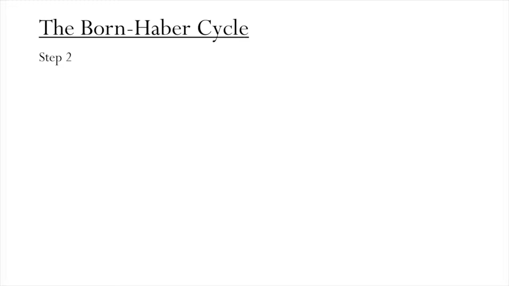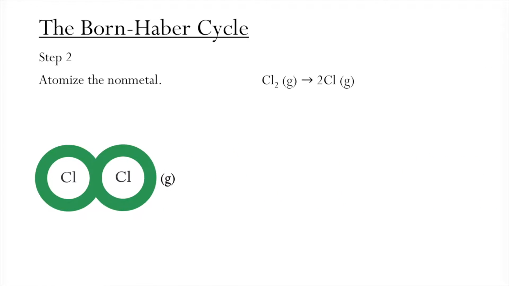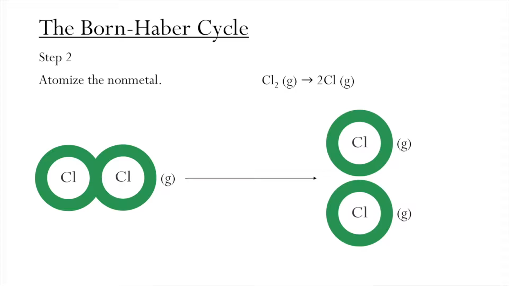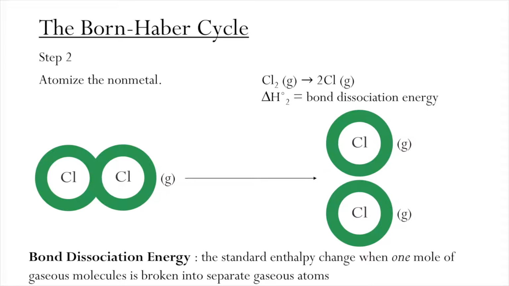In step 2, we will atomize the nonmetal. This involves taking chlorine in its standard form, diatomic chlorine gas, and splitting it into 2 separate chlorine atoms. The enthalpy change, delta H2, is equivalent to the bond dissociation energy for 1 mole of diatomic chlorine gas, where bond dissociation energy is defined as the standard enthalpy change when 1 mole of gaseous molecules is broken into separate gaseous atoms.